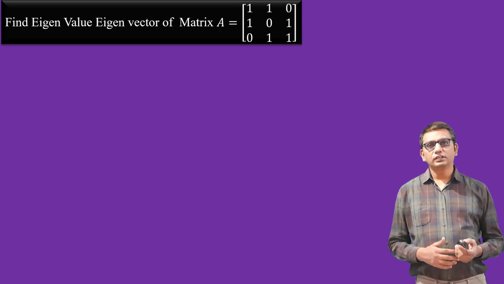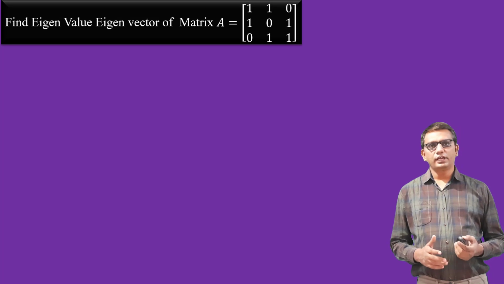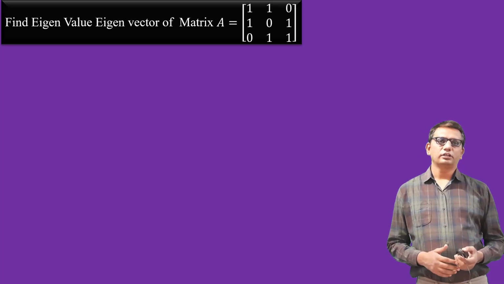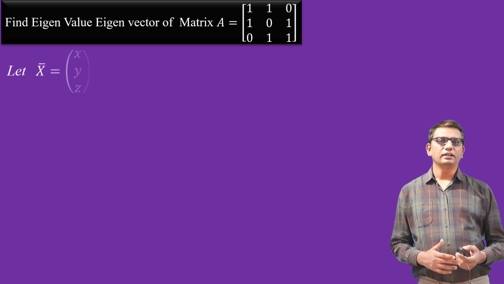Now we will see the examples of eigenvalue and eigenvector for 3x3 matrices. Here we have a matrix [1 1 0; 1 0 1; 0 1 1]. It is a 3x3 matrix of order 3 by 3, and first of all we will find the eigenvalues and then we will find eigenvectors.